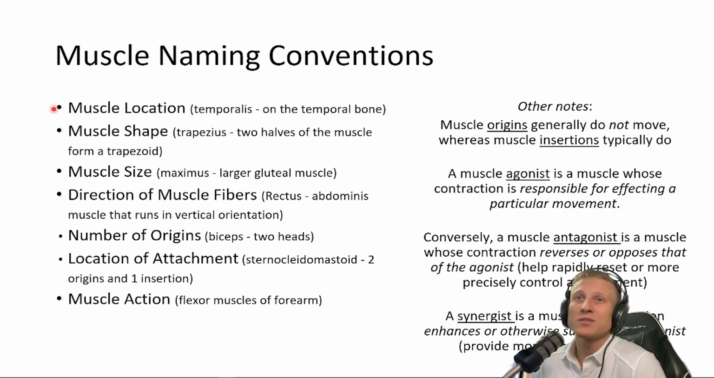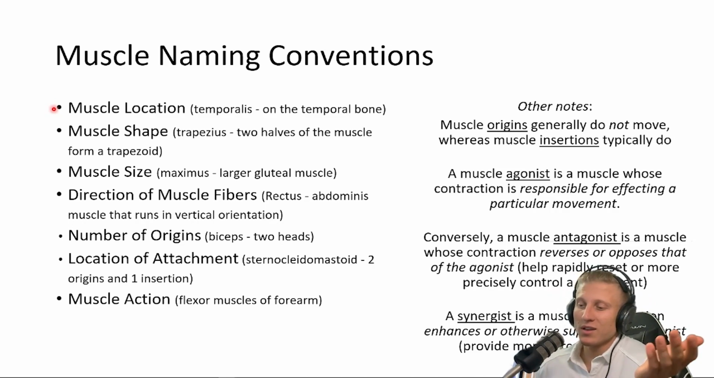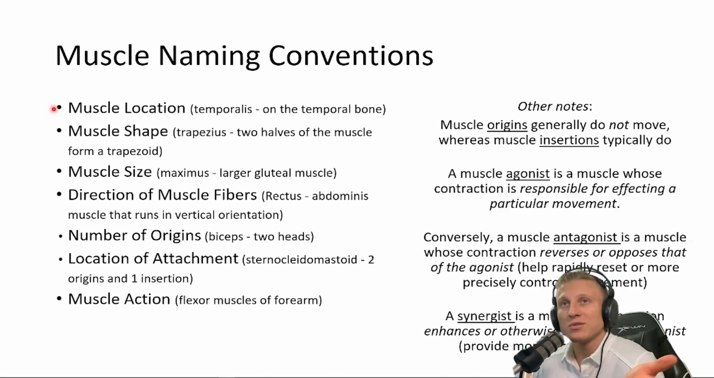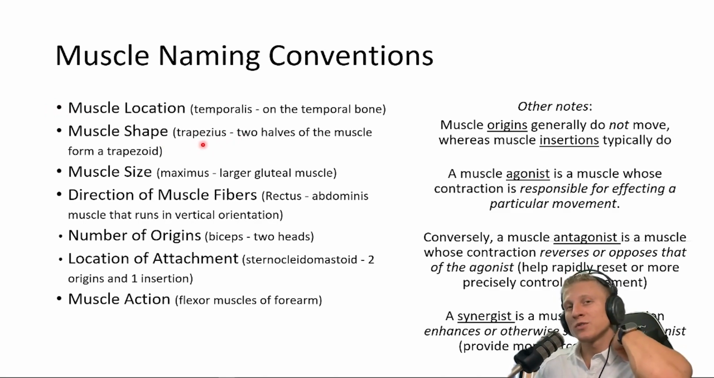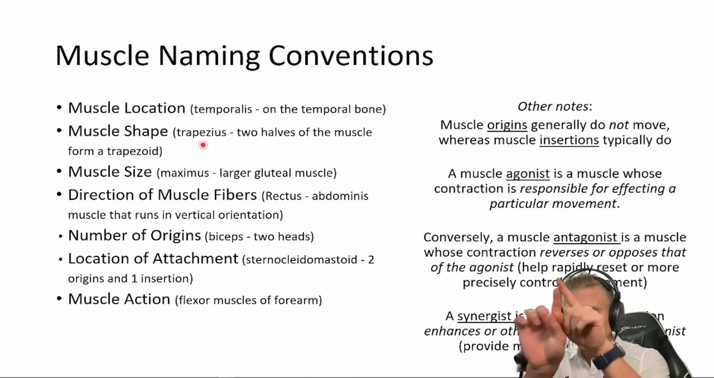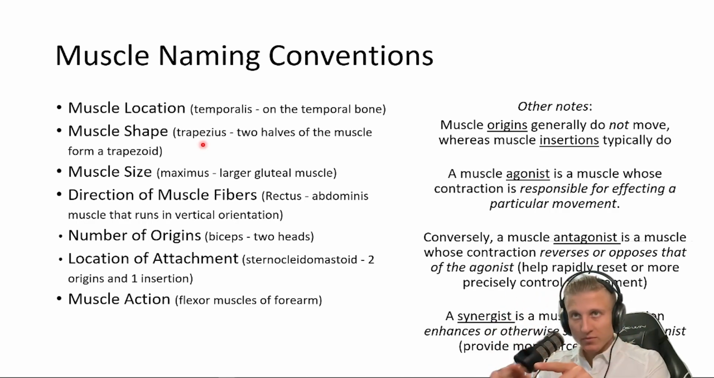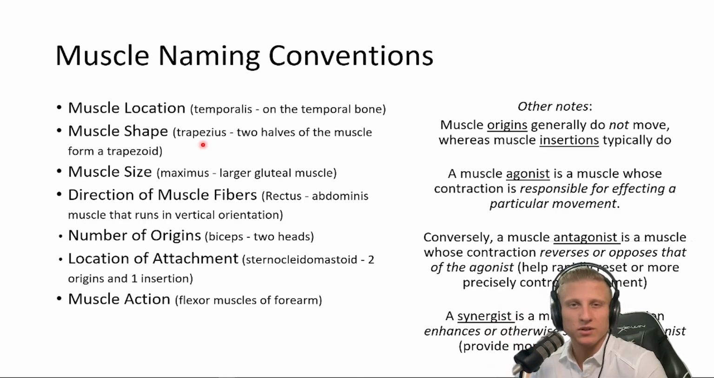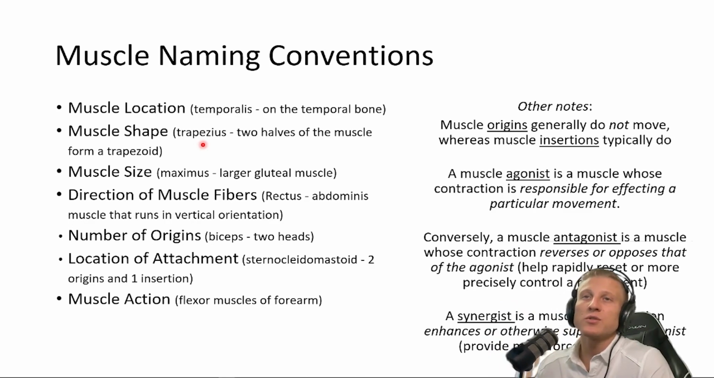We can also have the muscle shape. Sometimes we just look at a muscle and say, hey, that looks like a trapezoid in this case. So we have the trapezius muscle on the back. It's the most superficial muscle on the middle of your back, on your dorsal surface. And if you take the two halves of the muscle, it looks essentially like a diamond or like a trapezoid. And so we call it the trapezius.